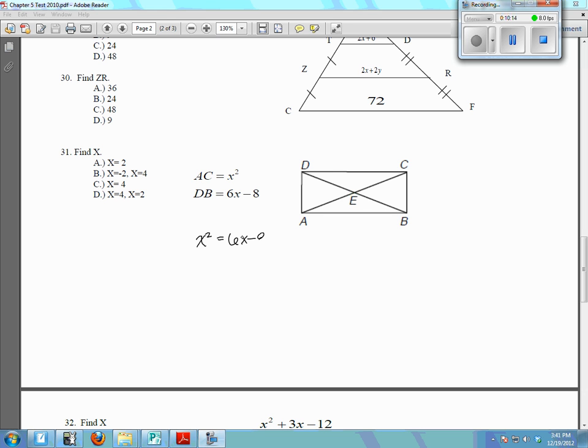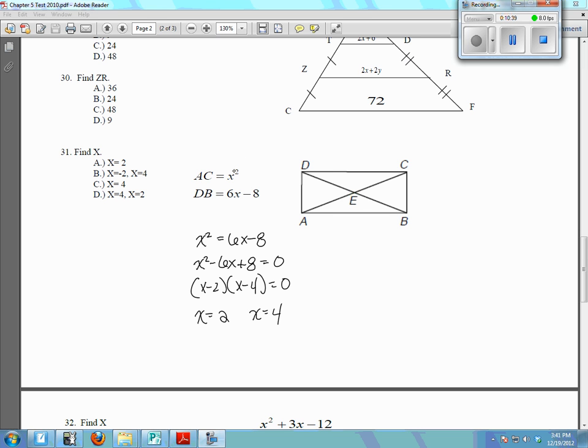So I get this. I want to solve for x, so I need to set everything equal to 0. So I get that. And I'm looking for two things that multiply together to give me 8 and add up to give me negative 6. So it's x minus 2 and x minus 4. So x will be positive 2 and x will be positive 4.